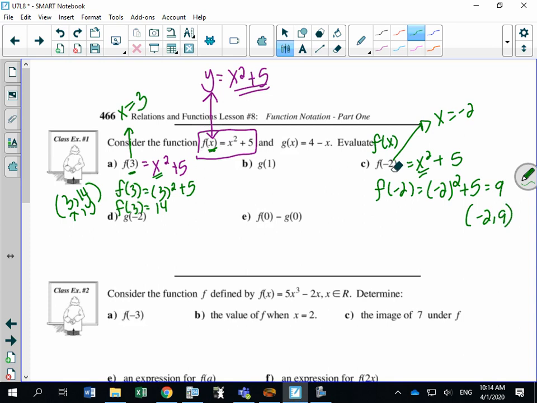I want to show you the importance. I'm going to show you on the calculator how you would get this answer totally wrong if you don't put this in a bracket.